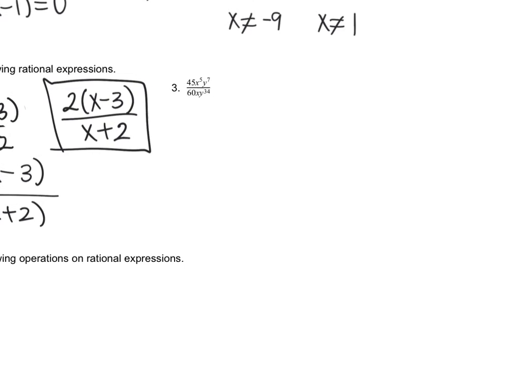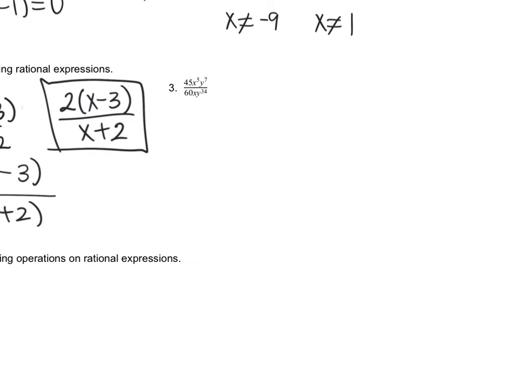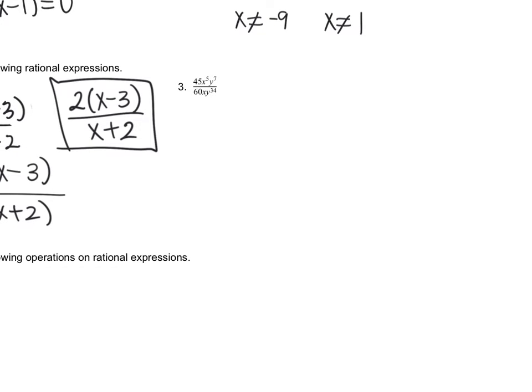We could also have a problem like number 3. We're just simplifying two monomials in the numerator and denominator. So we have 45x to the 5th, y to the 7th, all over 60xy to the 34th. So I'm actually going to break this up to simplify each part. 45 over 60, x to the 5th over x, and y to the 7th over y to the 34th.